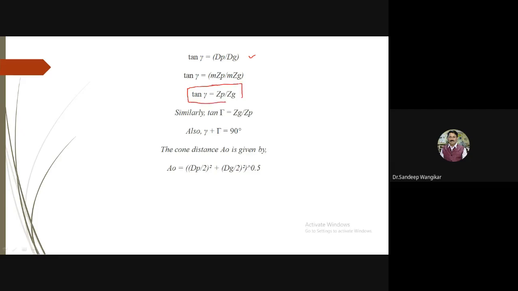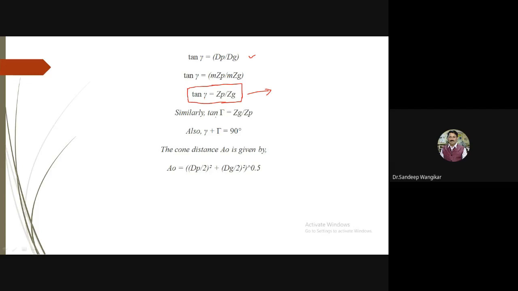If the gamma angle is not given and the number of teeth are given, we can calculate it by using this relation: tan of gamma is equal to Zp by Zg. We can calculate gamma and we can proceed for solving the numerical.